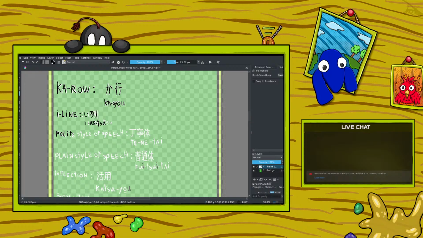Polite style of speech. Polite style of speech. So the first one is just a J, which is a te. This one, I remember that one was absolutely a horror to find.